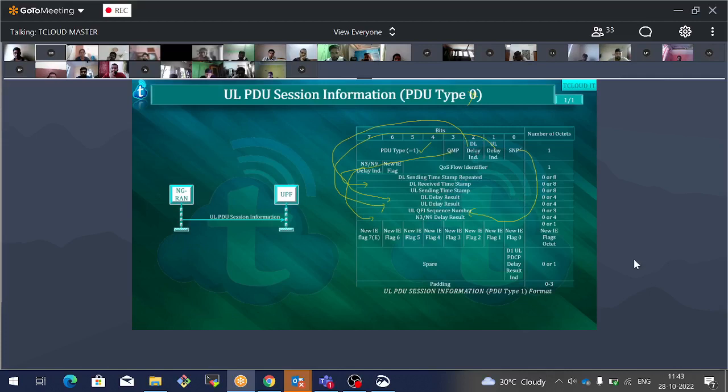Among them, a lot of them are flags. But the most important information is the QoS flow identifier, which is of size 6 bits. The possible values are 0 to 2 power 6 minus 1. 2 power 6 minus 1 is 63. So the total number of QoS flows you can have is up to 63. And what is the present QoS flow number?